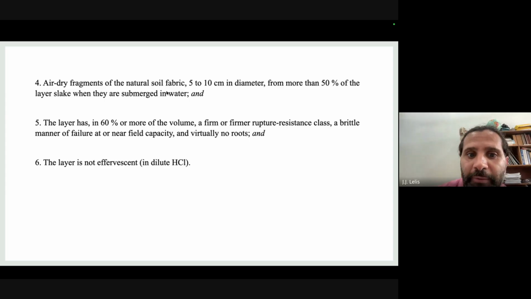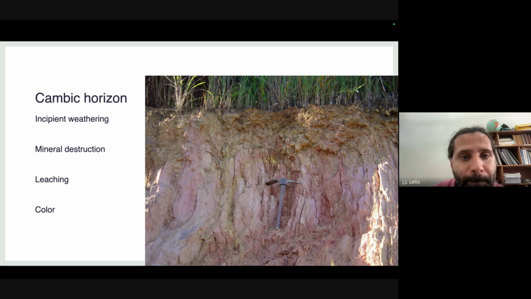They can penetrate, but they only can penetrate through the voids or the fractures. Okay, and of course I cannot see any evidence of reaction with acid, so that material does not show any concentration of calcium carbonate. Okay, and let's see the last horizon, the last diagnostic horizon, the Cambic horizon.